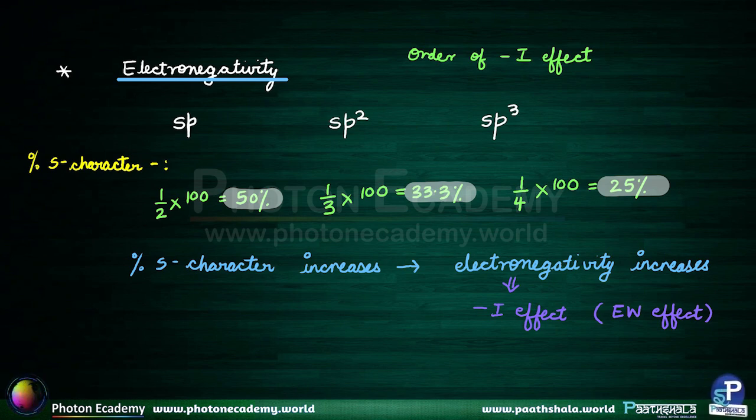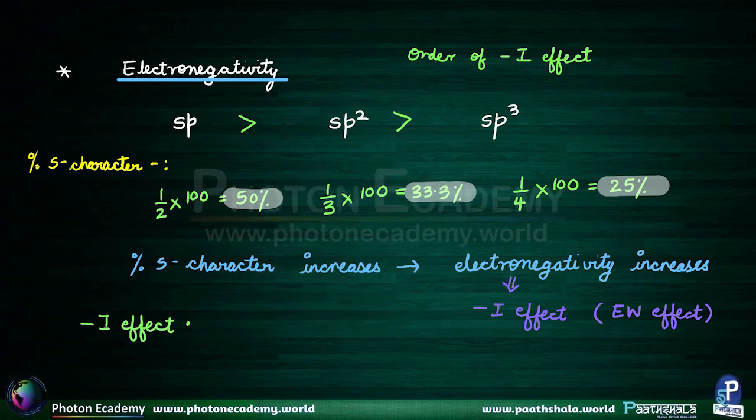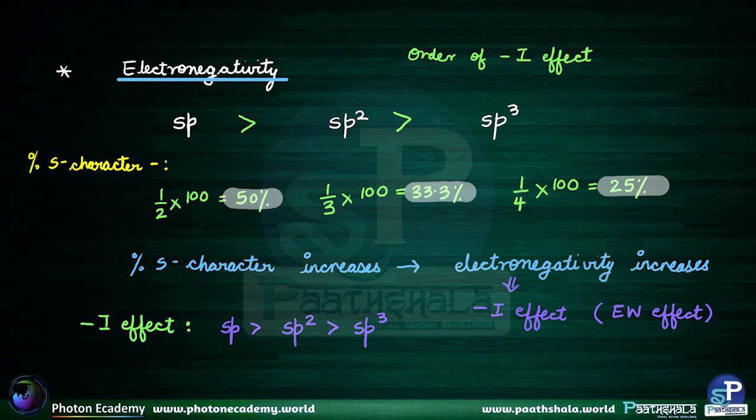So we can mark easily that the increasing S character is in this series. SP is greater than SP2 is greater than SP3, and therefore the minus I effect will be in the same series. So SP minus I effect will be greater than SP2 will be greater than SP3. So all of them are actually related with the percentage S character, and this is explained by this.